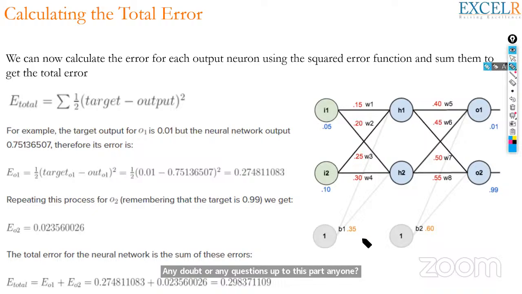Colleagues, you can consider this bias just like a constant. Just consider these bias values as a constant one. But apart from that, guys, is it clear how the calculation is being done from input layer to output layer and how we are calculating the error part?